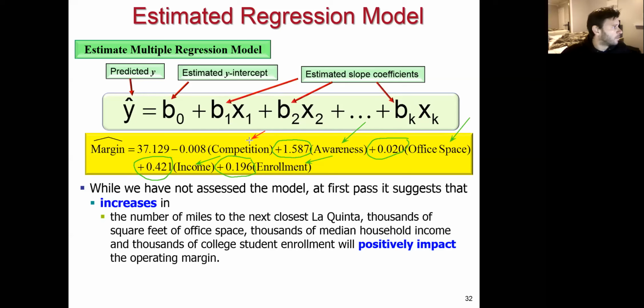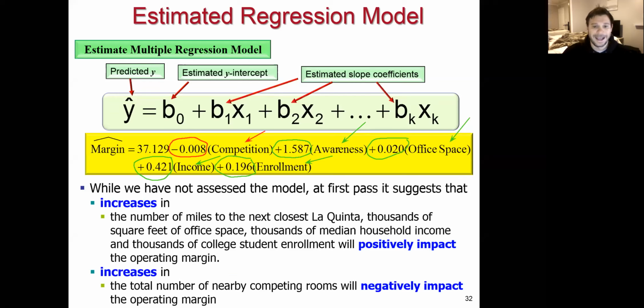Is the quantity of competition. And we can see that here because the coefficient in front of competition is a negative number, negative 0.008. And that suggests that increases in the number of nearby competing rooms will negatively impact the operating margin. That is what this model is predicting here. So the signs of those coefficients are super important.